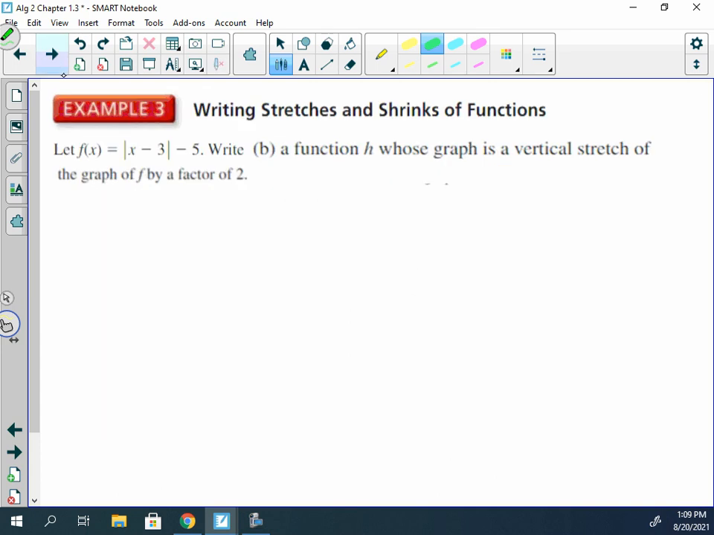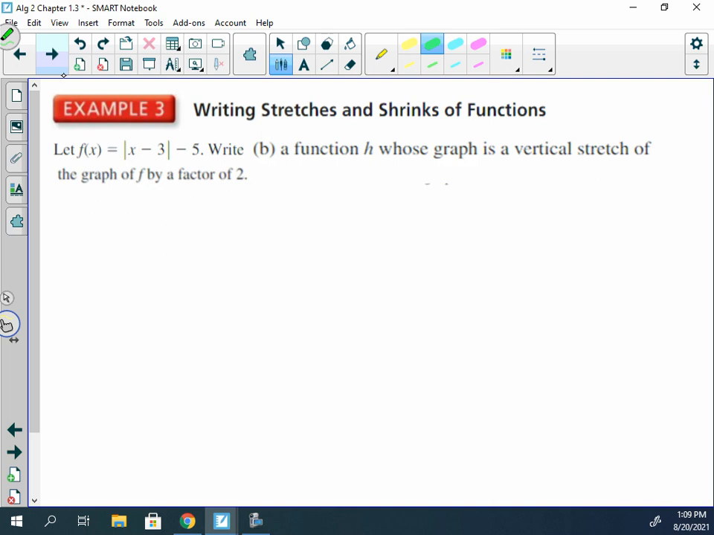So let's look at these here. Now the first one will be a vertical stretch. Now the second one will be a horizontal stretch or shrink. We'll have to fix the vocab or the note sheets to make that work, and we'll get to that in a minute. But let's look at this first one here. Write a function h whose graph is a vertical stretch of the graph f by a factor of 2.